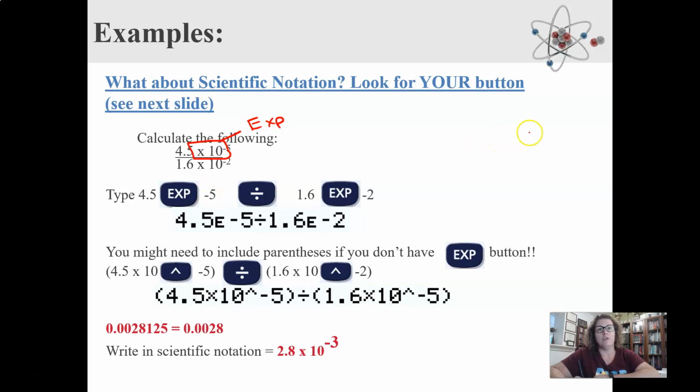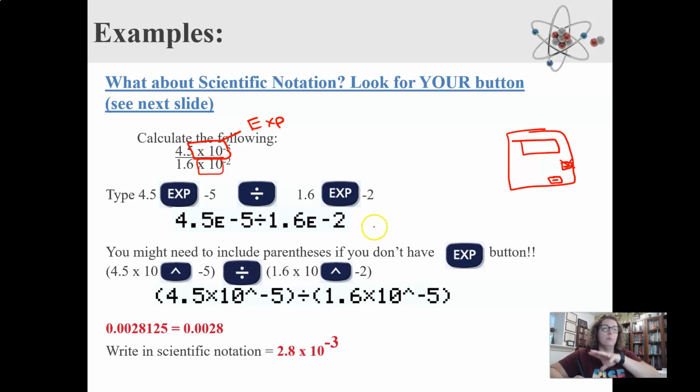Now -5, usually in most calculators, okay, so you got your screen right there. Usually the negative button sits right here next to like the 1, 2, 3 and the 0. It's not over here because that's your subtract button. So usually the negative button is at the bottom of the calculator. So 4.5, hit your E button, -5, and we're going to be dividing, so hit your divide button, and then 1.6, and you got to hit that E button again. So exponent, -2. So when you plug it into the calculator, it should look something like this, okay? And we'll get to the answer in just a second.